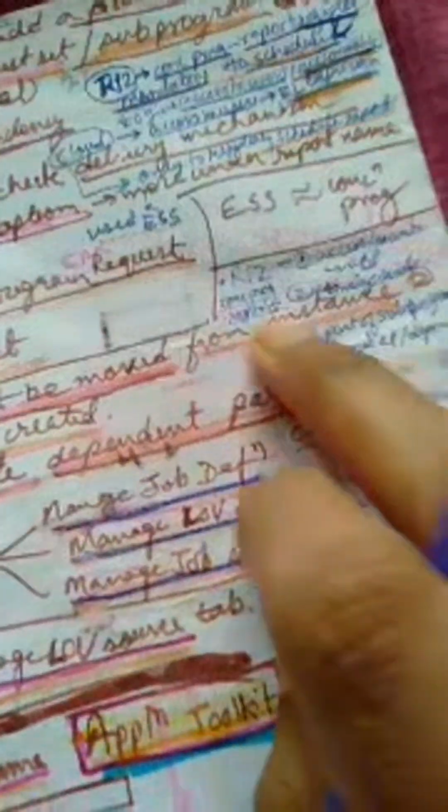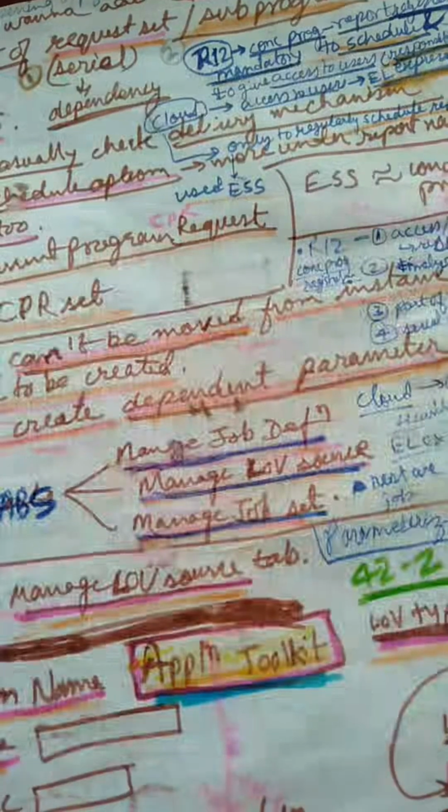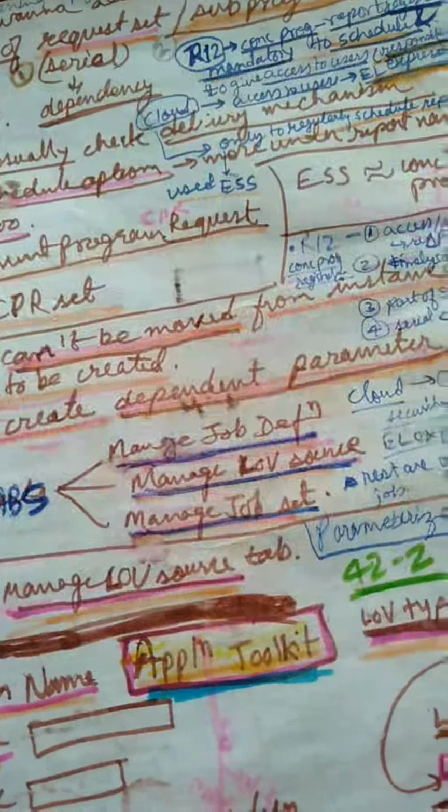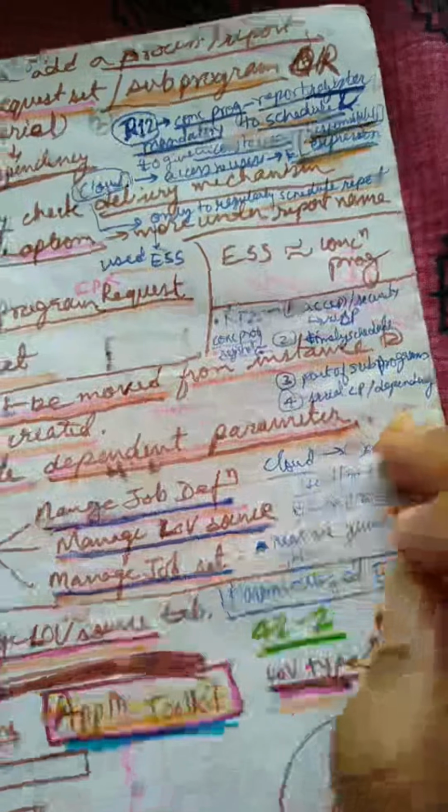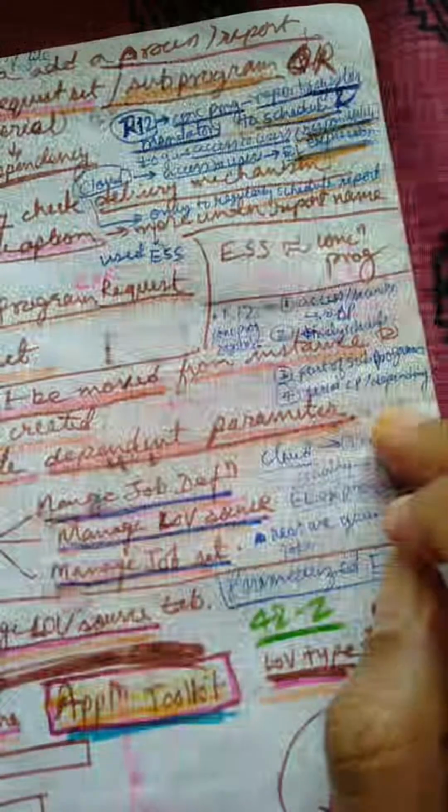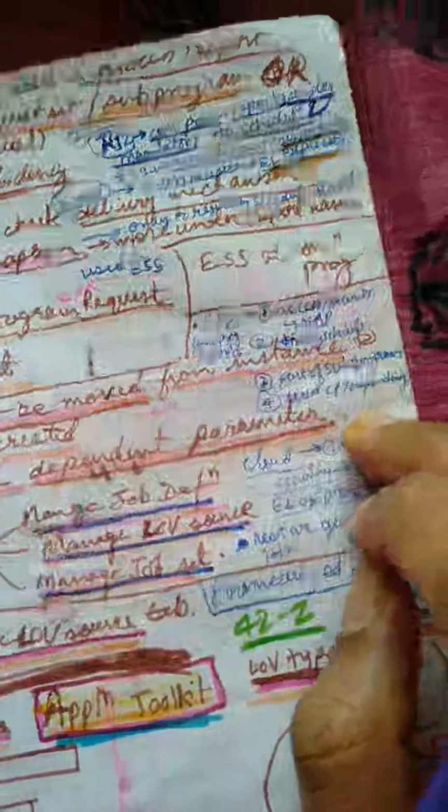Now, one important point was, okay, in R12, concurrent registration or the report registration, concurrent program was mandatory for 2 things.